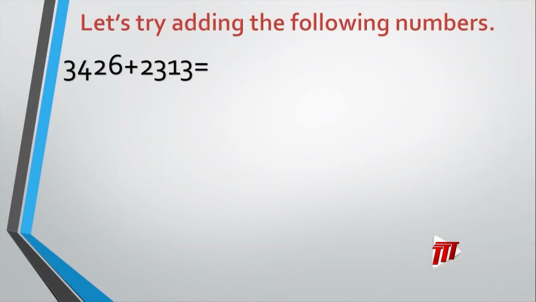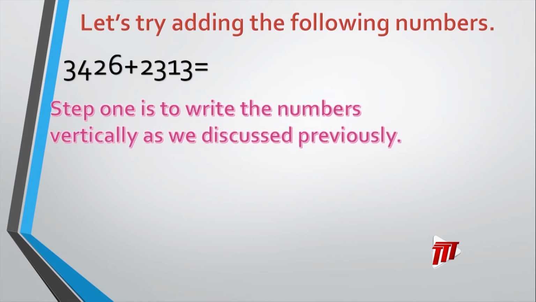So this is our number sentence written horizontally. So we have 3,426, and it's going to be added on to 2,313. So those are our two addends. And what's the first thing that we have to do now?